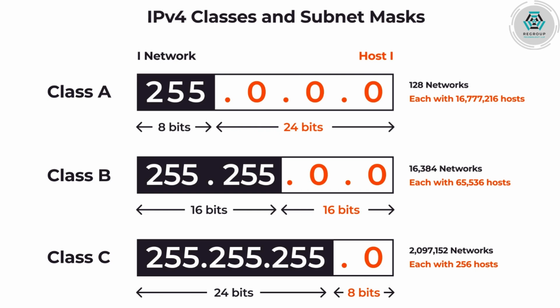This subnet mask allows for 256 IP addresses, 192.168.1.0 to 192.168.1.255 within the network, where the first address is the network address and the last address is the broadcast address.